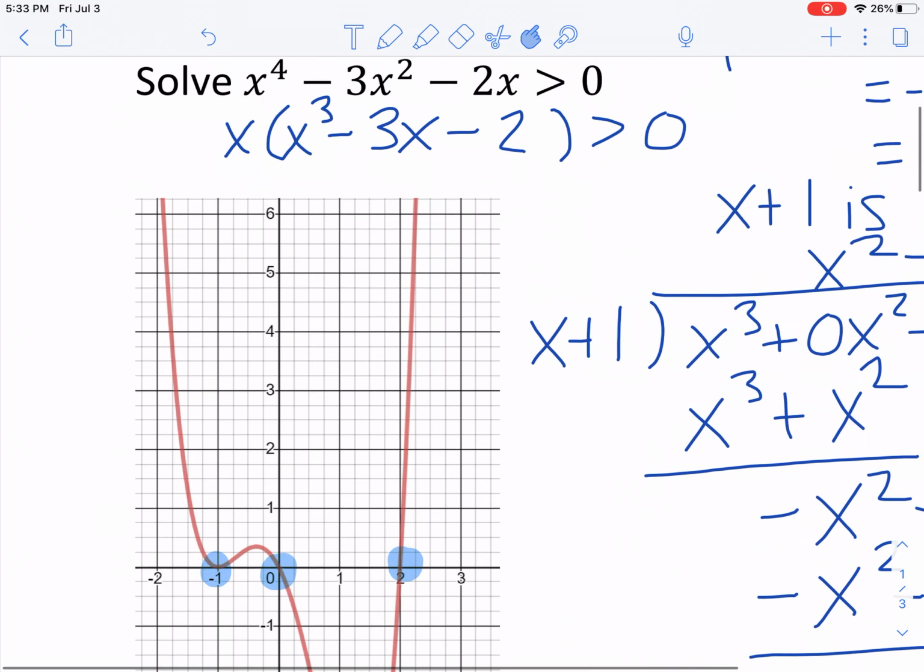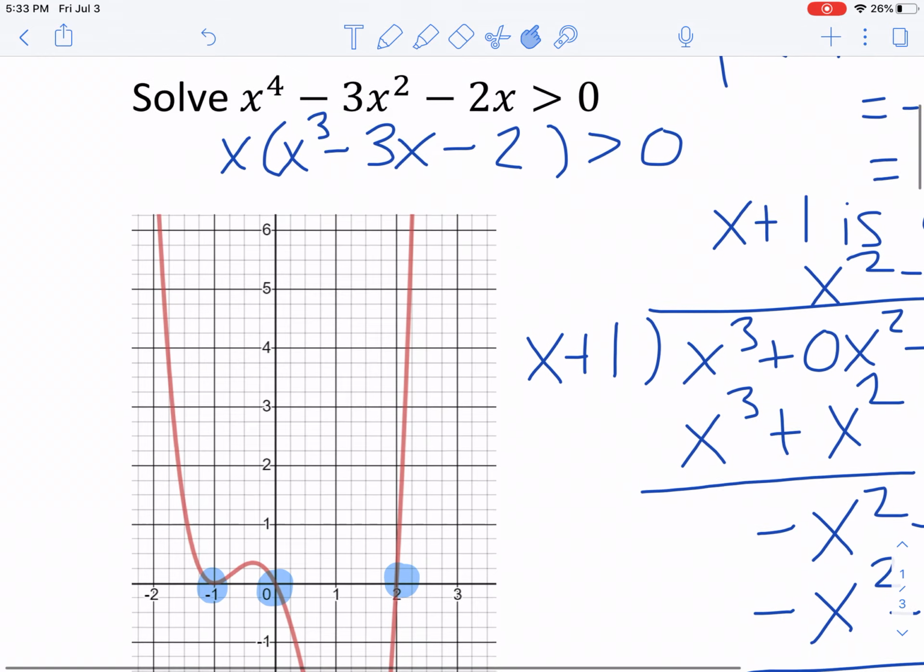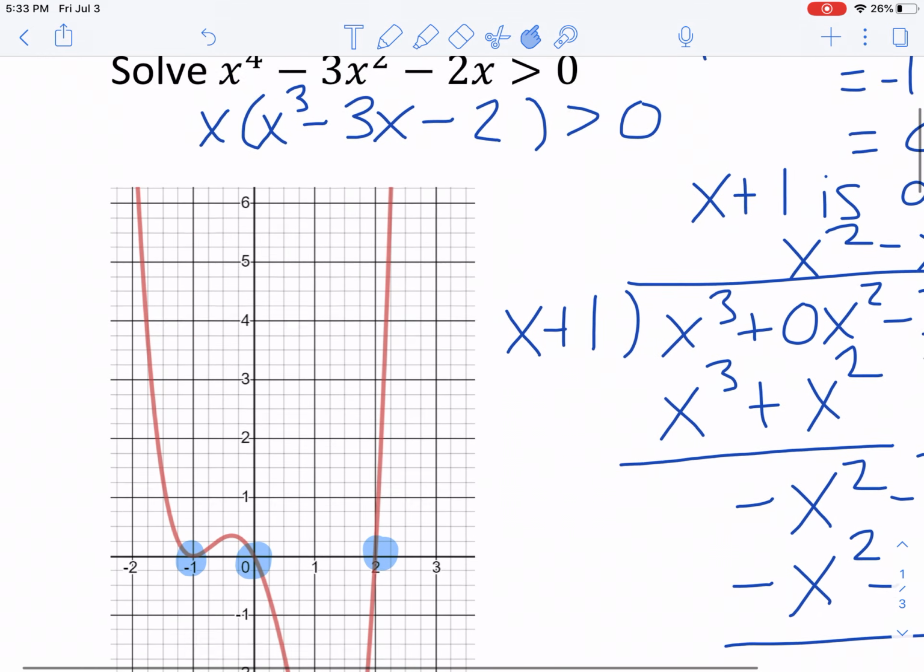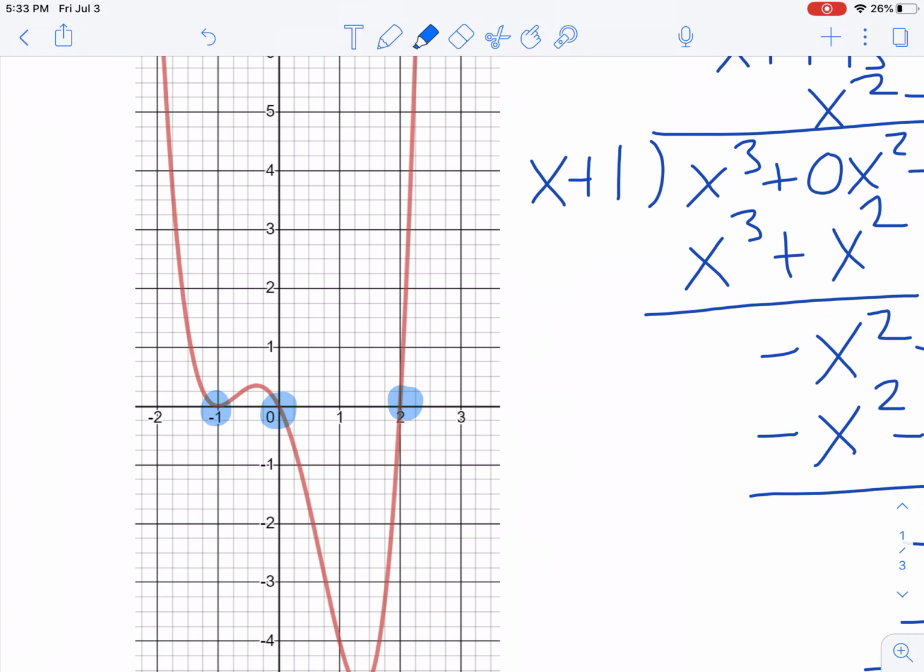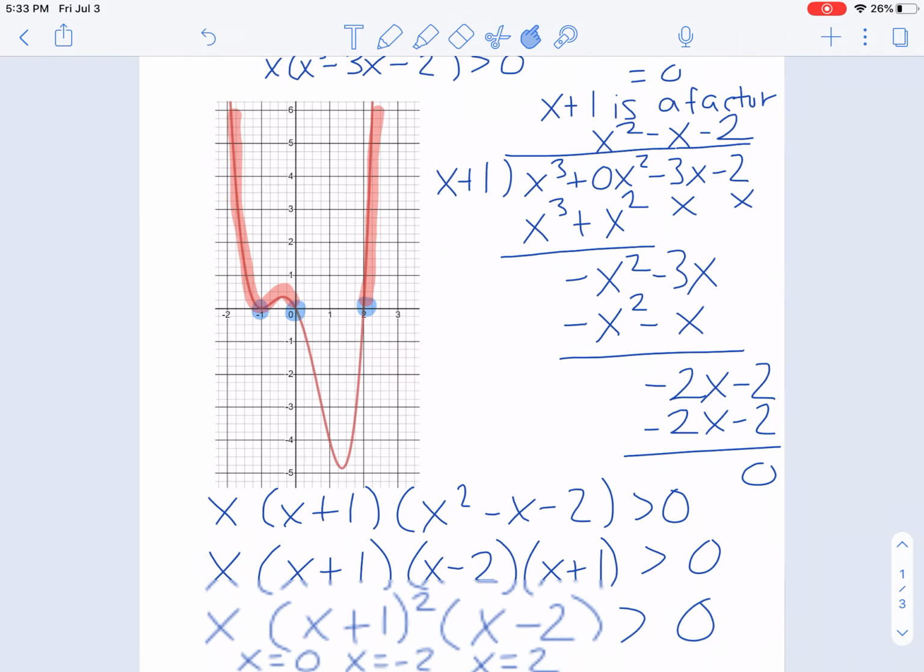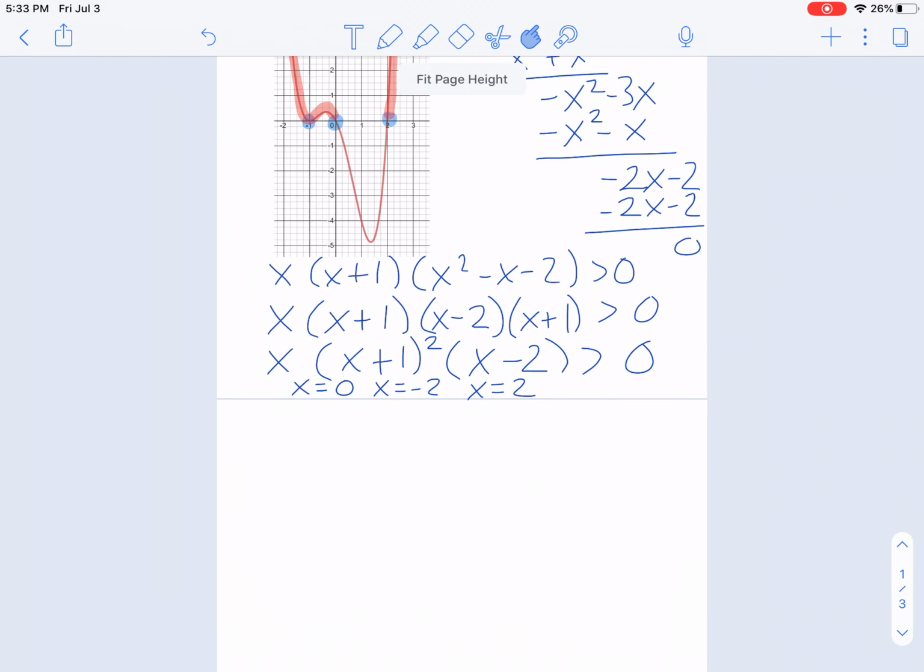I want to know, where is this polynomial greater than 0? So in order to find that, what I need to do is look at where it is positive. So it's positive here all the way to 0, and it's positive over here when x is greater than 2. So let's see how we're going to do that algebraically.